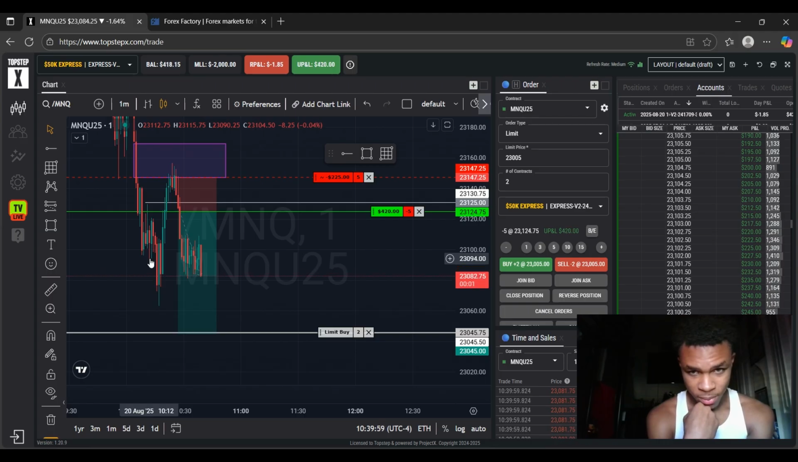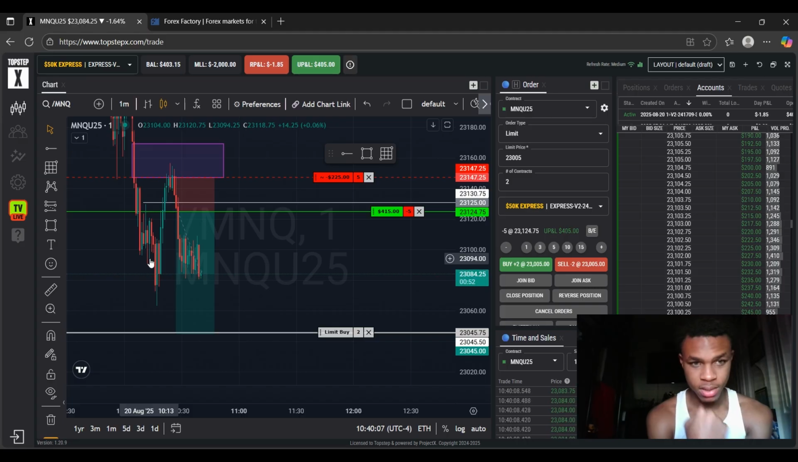Let's keep going. This next candle is probably gonna go back up, but we need a continuation candle. I think we might be getting it. That's exactly what we needed. Whoa.